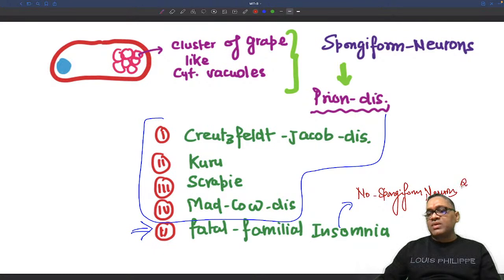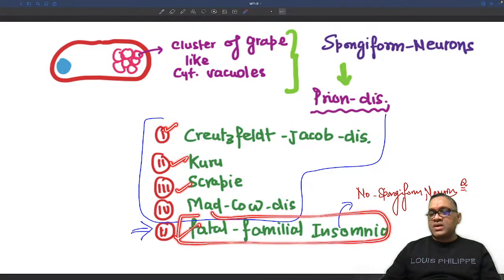So that was also a DNB and NEET PG question. The examiner can repeat it in your exam also. Spongiform neuron is seen in all except, right? Creutzfeldt-Jakob, Kuru, Scrapie, and fatal familial insomnia. So at that time you have to remember that in fatal familial insomnia, there will be no spongiform neuron, right?